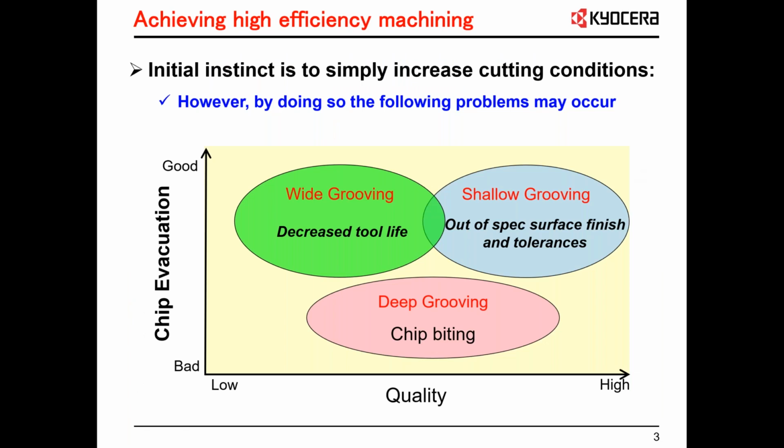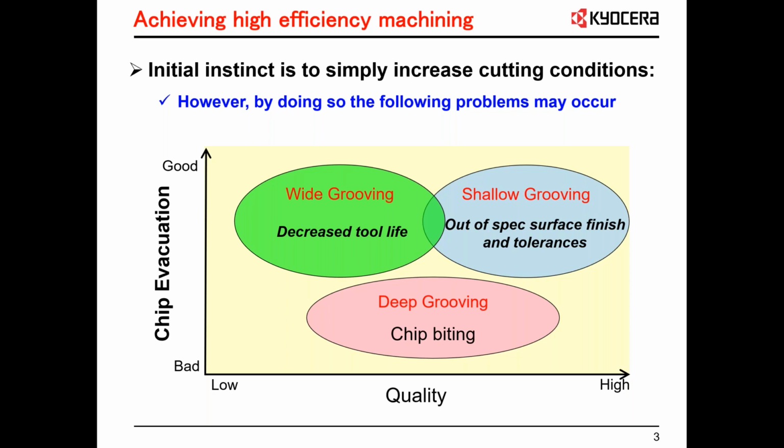So normally to increase efficiency, the first thing we all look at is let's just increase the cutting speed, or the feed rate, cutting conditions. But you got to be careful, because in doing this you can incur different issues. So like in wide grooving, if you simply increase the cutting conditions, the chip control could be good, but your quality is going to drop and you're going to decrease your tool life. Same thing in shallow grooving.